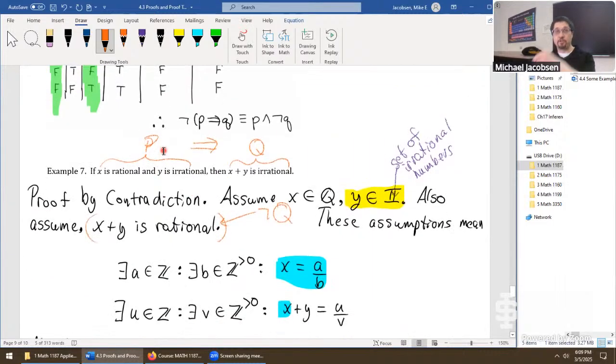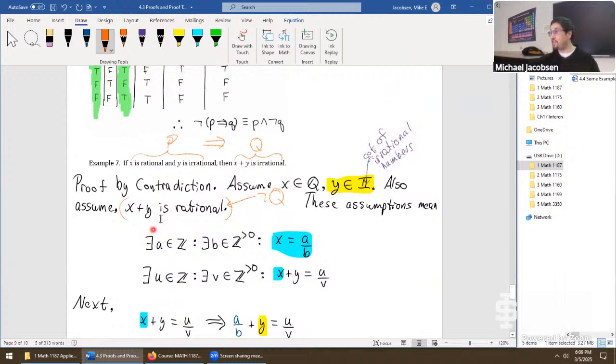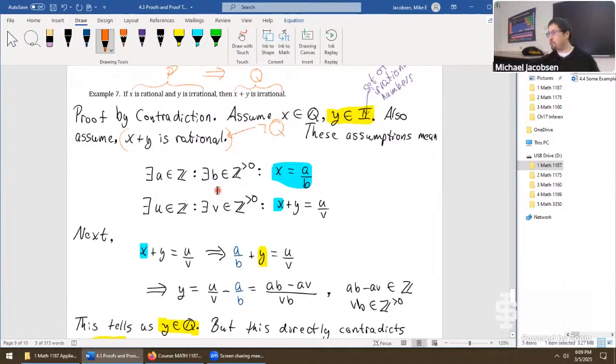So we assumed P is true. We assumed not Q is true: x plus y is actually rational. And at that point, we're hunting for a contradiction. If we can find a contradiction, we'll say it occurred by assuming the negation of P implies Q, or specifically, assuming that not Q was actually true. So we went off down that road.